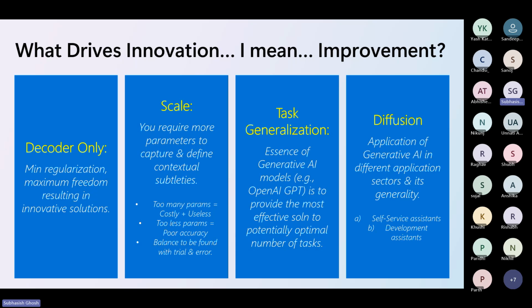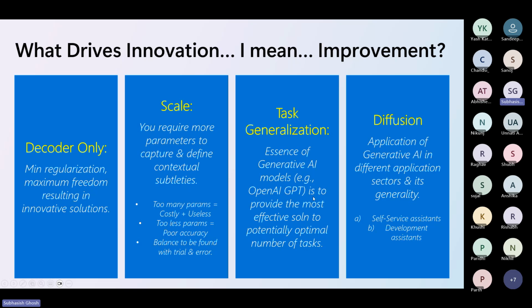And finally, the last very important point, in fact practically the most important of the four, is diffusion. Diffusion is what we are seeing in the industry right now: the application of generative AI into different application sectors and its generality of use. Let's say you have built the world's best decoder-only model. You have scaled it, fine-tuned it, trained it, and task-generalized it using homogenization properties and so on. But you have built it for such an industry that you don't find any application use case.